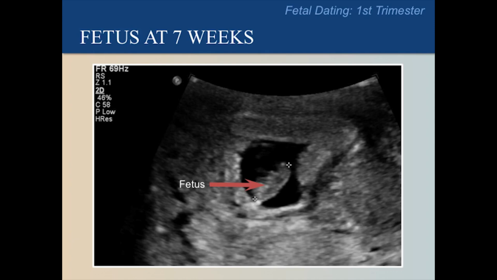Notice the calipers, which appear as small white crosses that measure the crown rump length. The crown rump length is the greatest length of the fetus.